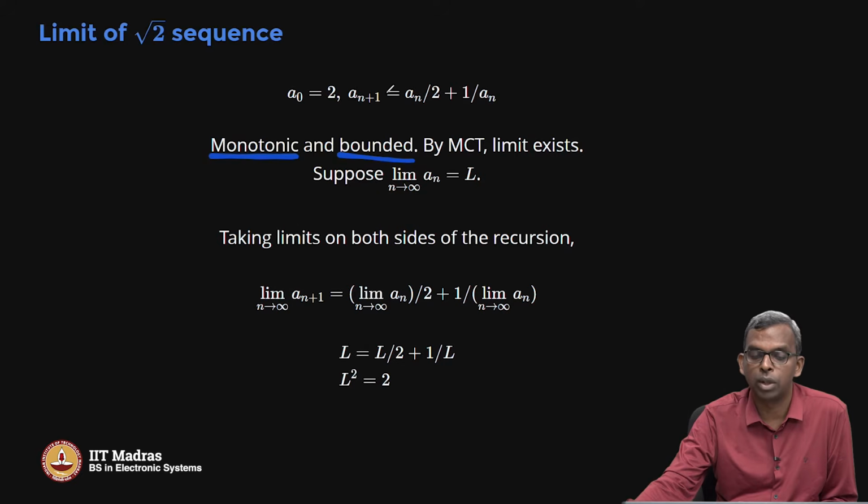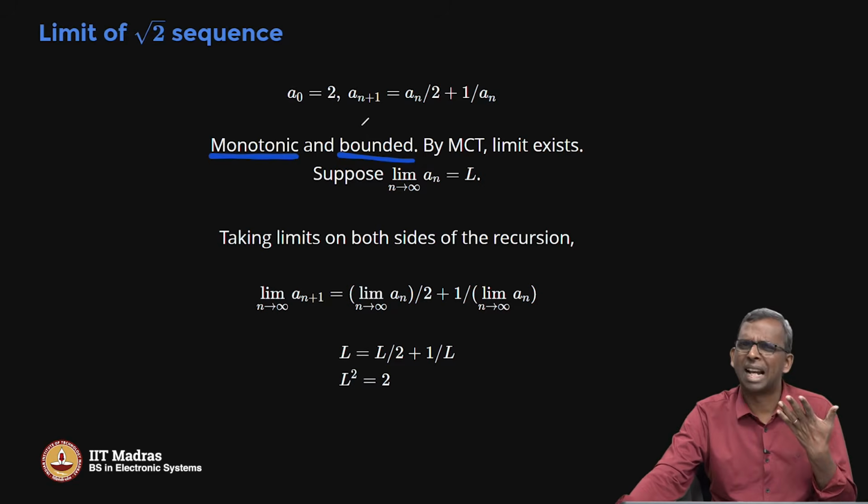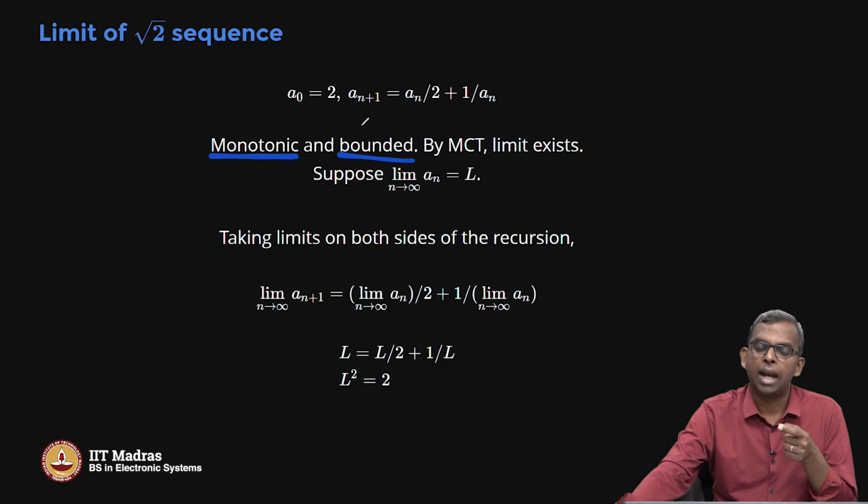If n equals 1, a1 is 1.5, and so on. So this is a monotonically decreasing sequence, and it is bounded below. These are two things which you can verify graphically quite easily, and it turns out you can also prove them. In this course, I'm not emphasizing those kinds of rigorous proofs very much.